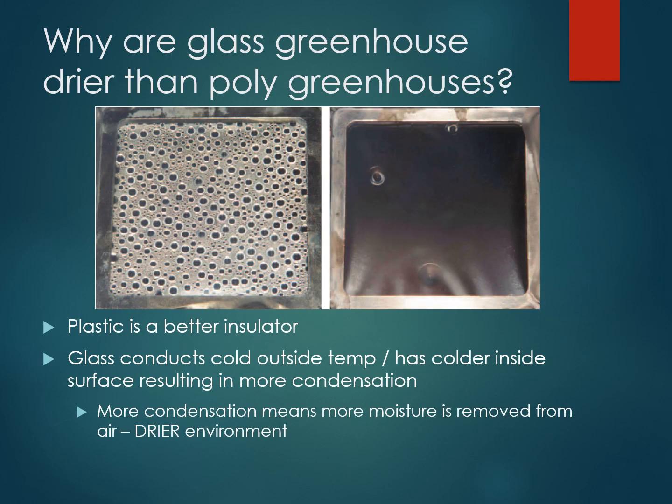Depending on the type of film covering your greenhouse, if it's glass, it's very good at causing condensation. If it's poly, it still condenses, but not as quickly as it would with glass. So this is glass on this side, and this is poly on this side. Obviously a better insulator is not going to be as cold, so you don't get as much condensation on it.